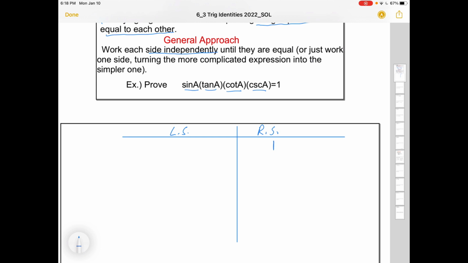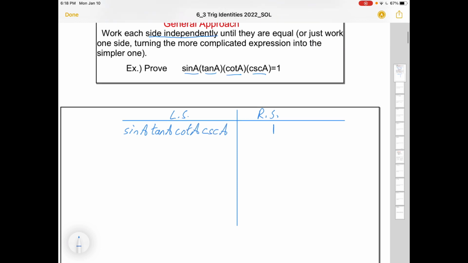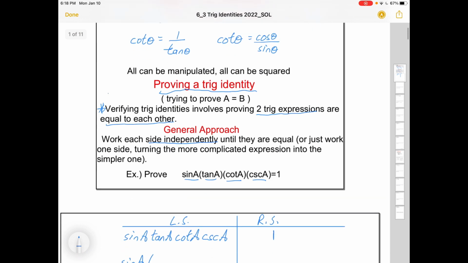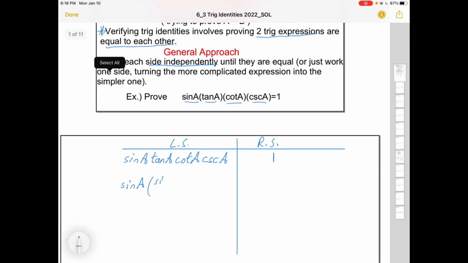On the right side, we had a 1. On the left side, we had sine A, tan A, times cotan A, times cosecant A. I want to show that that thing on the left is really just the number 1. So one way that I could do that is just use my definitions. I know that tangent, we see it up here, is sine over cosine. So I can replace tan with sine over cosine.